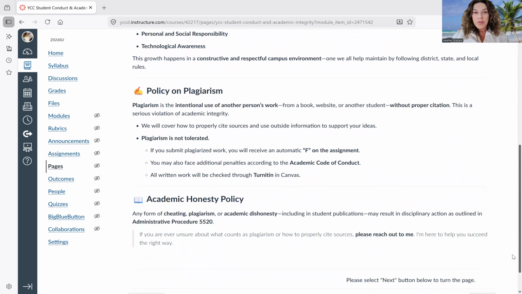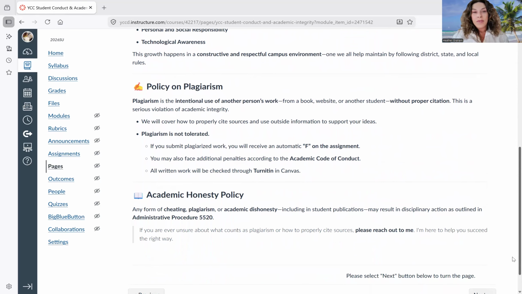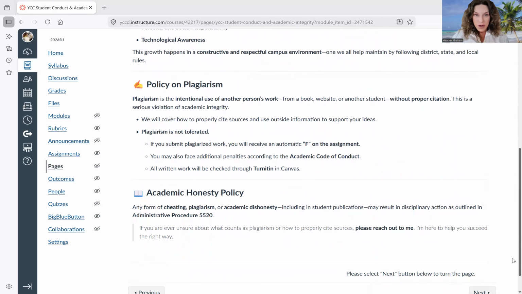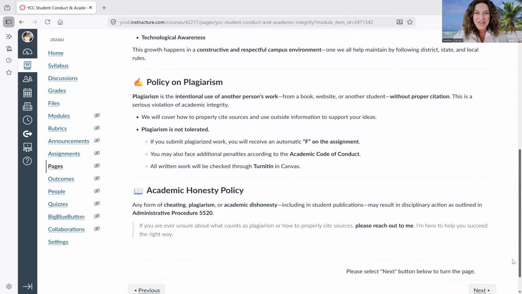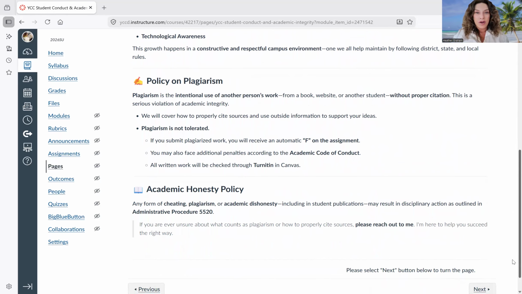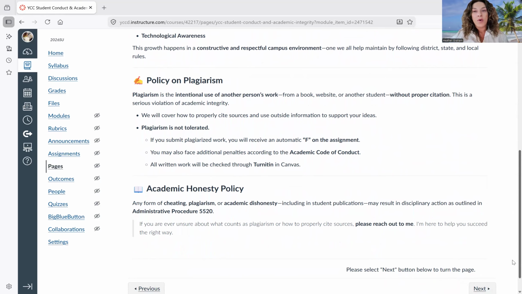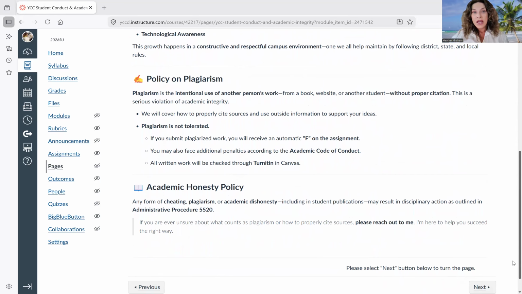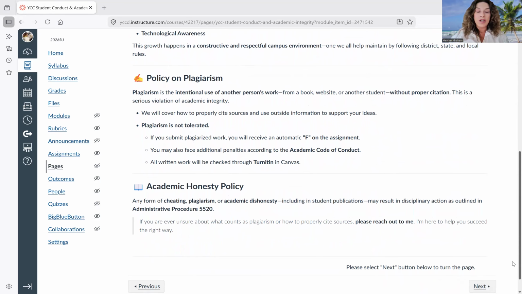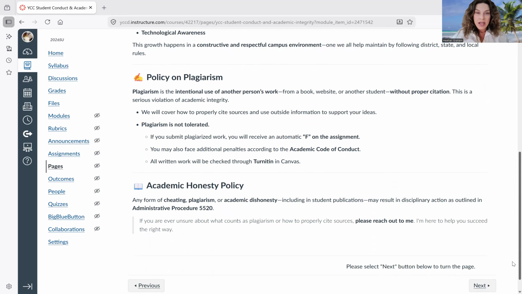There is a policy on plagiarism. Obviously, you know better than that at this point, of course. So, there should be no intentional use of another person's work from a book, website, or journal or another student without proper citation. So, hopefully, in English 1A or English C1000, you did learn how to cite your resources. You can use any resource at all, just as long as you give proper citation.